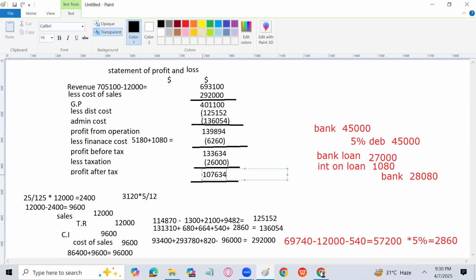Sales return will be subtracted from sales, and bad debts will be subtracted from trade receivable. Then we will calculate the provision for doubtful debts at 5%, in which we don't need to increase or decrease the provision because no provision was made earlier. So 2860 will be entirely an increase, and it is part of admin expenses along with bad debts. Other admin expenses we have already recorded, whatever is charged to the distribution cost and to the admin cost.